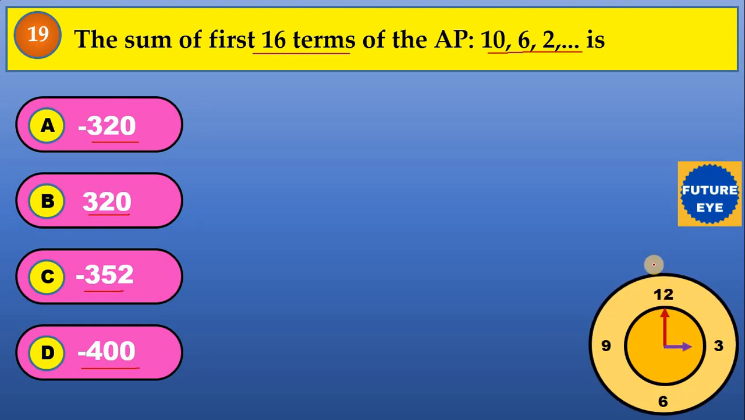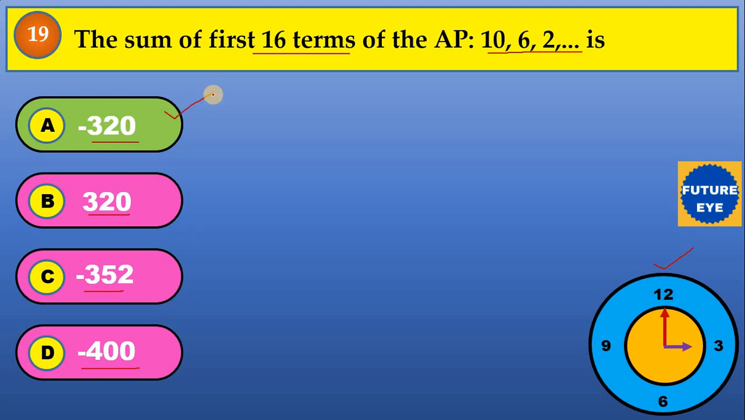Children, your time starts from now. And it is a direct question. Easily you can solve. Sum of 16 terms, direct question. You have to use the sum finding formula, that first one itself. Children, time up. Let's see the correct option here. That is option A, minus 320.